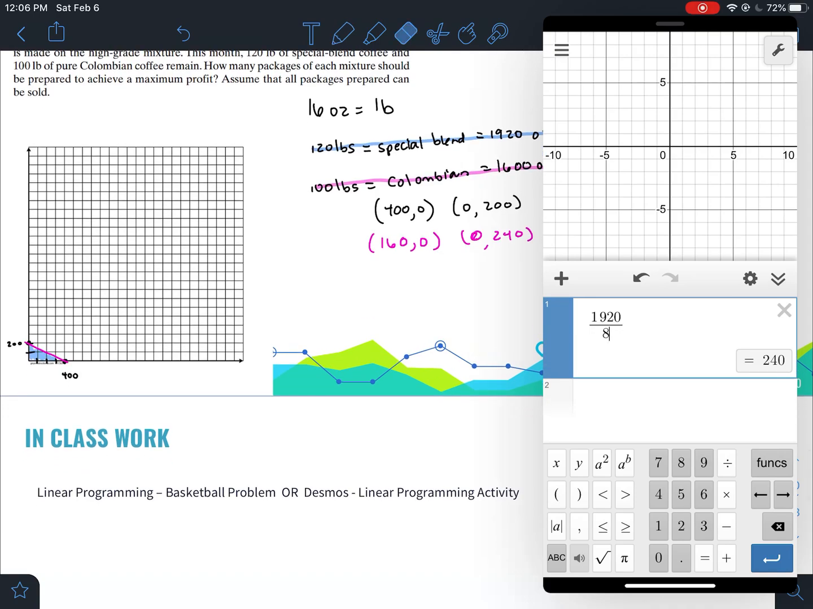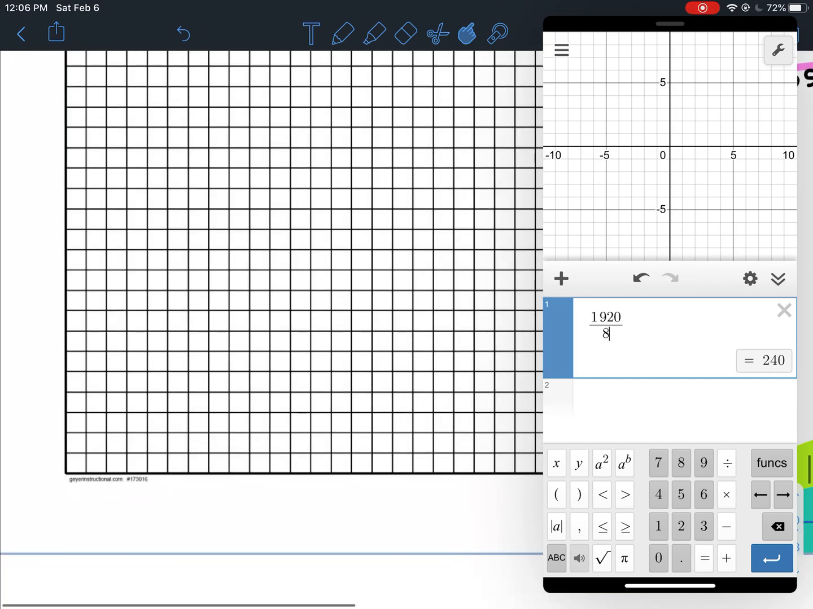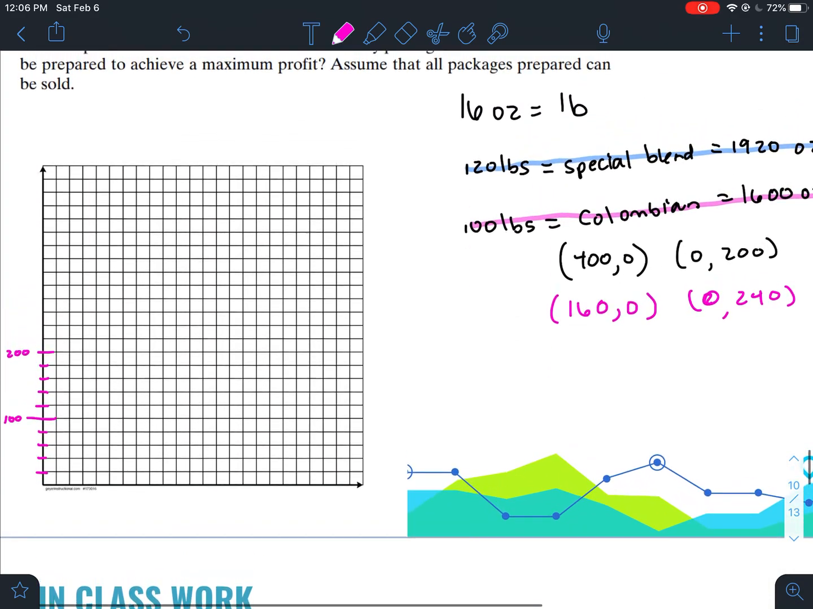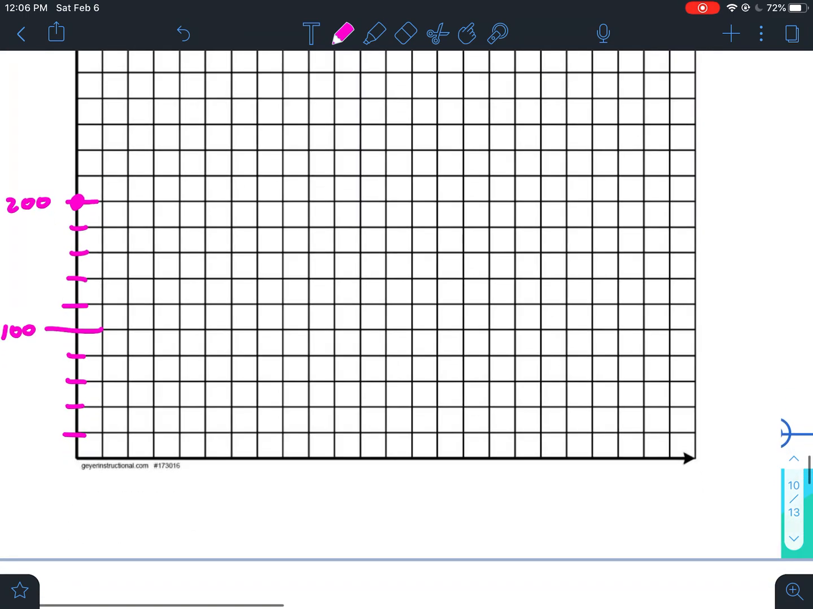All right, so we're going to change what we go by to make this a little bit easier. So let's go by 20s. So 20, 40, 60, 80, 100. And 20, 40, 60, 80, 100. And then, what were my intercepts? So 400, 0, and 0, 200.